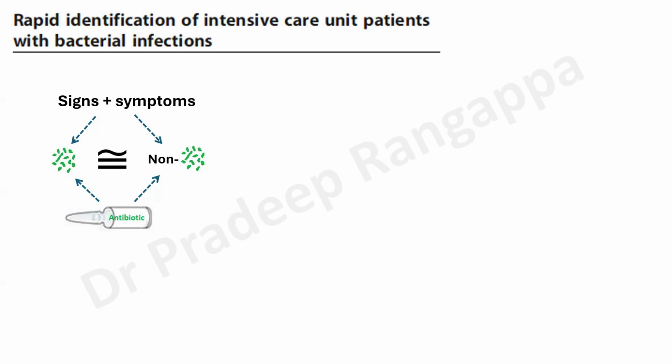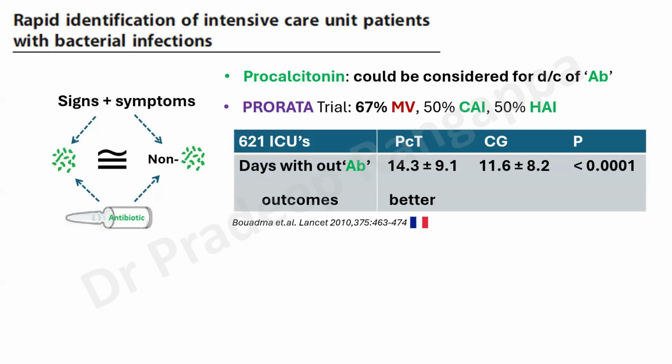But in diagnostics, there is an emphasis on using certain biomarkers like procalcitonin as an adjunct to try to delineate between infectious and non-infectious. And procalcitonin could be considered for discontinuation of antibiotics, and this has been shown in multiple trials.